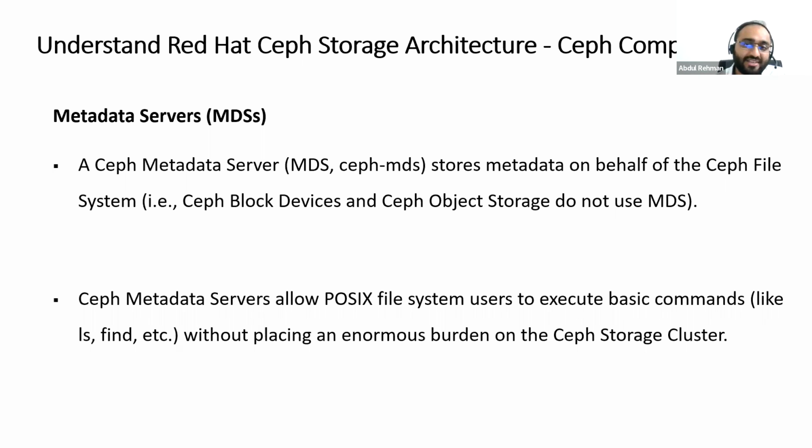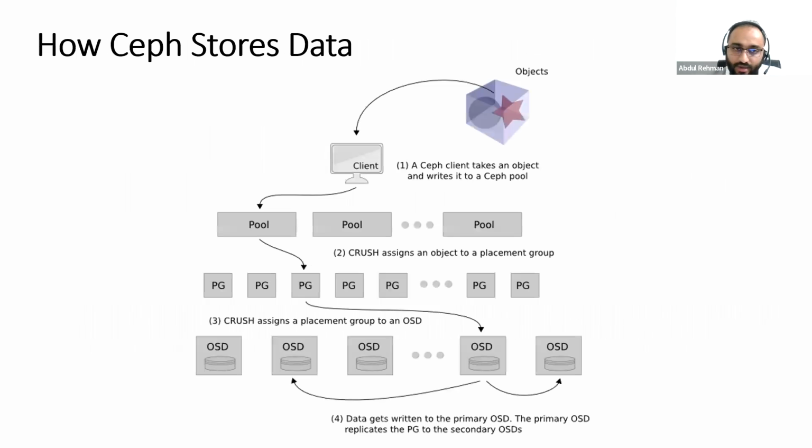So using Ceph instead of that typical NFS server, it provides a lot of redundancy and extra functionality which normal NFS servers don't provide. So how exactly does Ceph store data? Basically we have one client which sends a request.